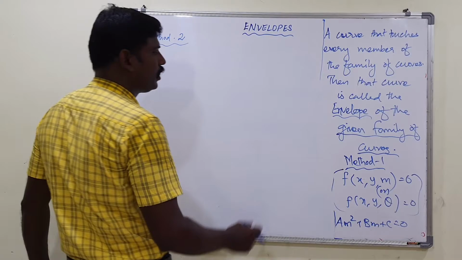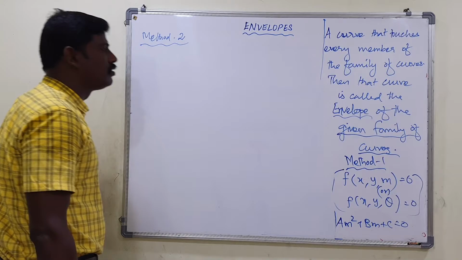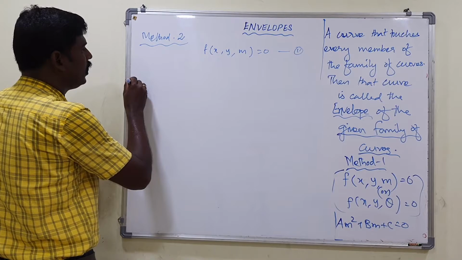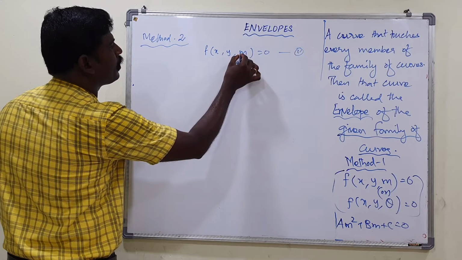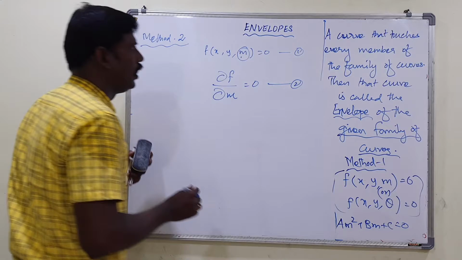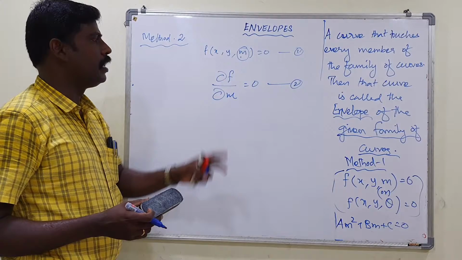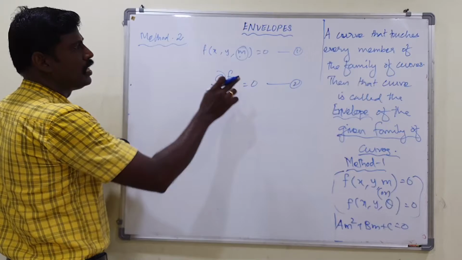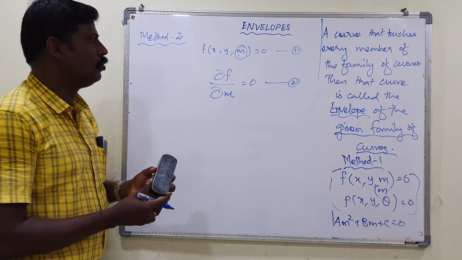If we are not able to write the given equation as a quadratic equation in the given parameter, then what we will do? The given function is f of x comma y comma m equal to 0, so call this equation number 1. Then taking the partial derivative with respect to m, call it equation number 2. So solving 1 and 2 to eliminate m, we can get the answer. Solving equations 1 and 2 to eliminate the parameter m, the result will be an equation in x and y alone, that is called the envelope of the given family of curves. This is method 2. Now I am going to solve the problems based on method 2.